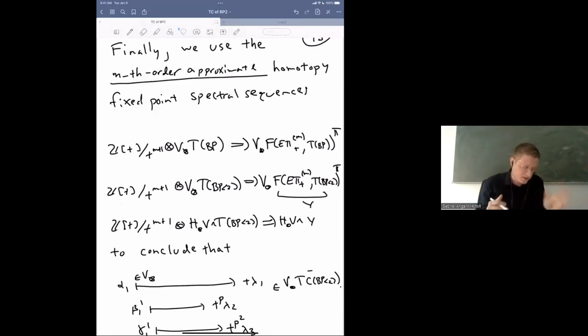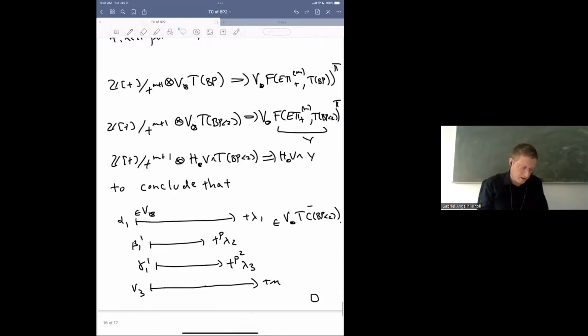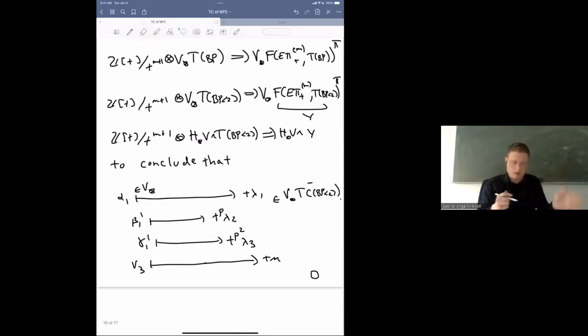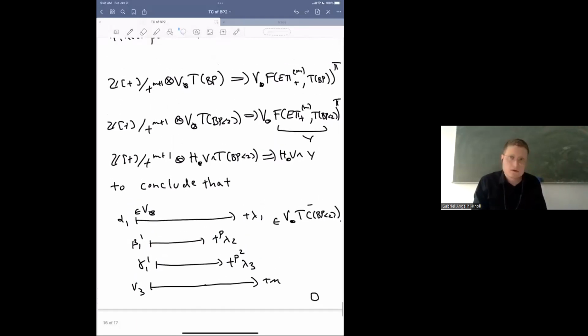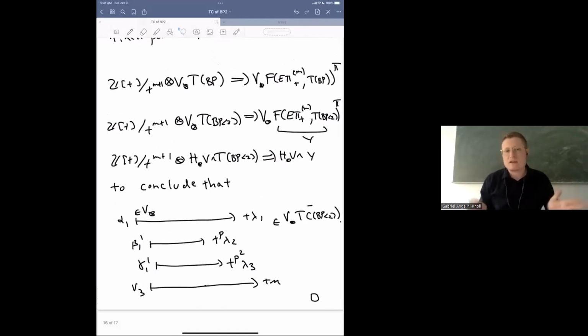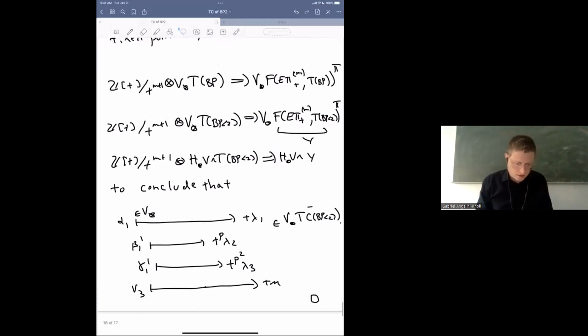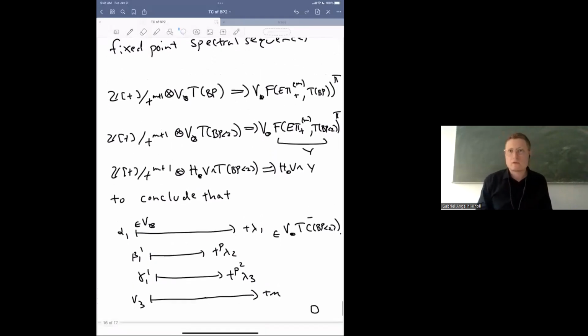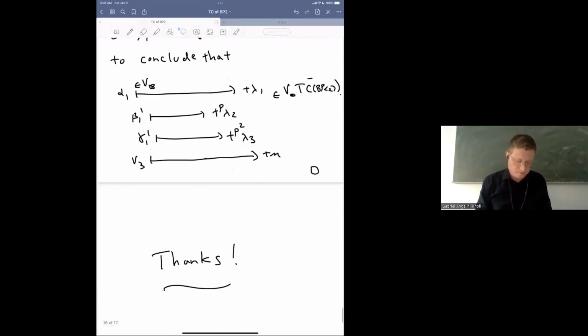And then the argument's a bit different for the different cases, but combining these two approaches, you show that alpha 1 maps to t lambda 1, beta 1 prime maps to t to the p lambda 2, and gamma 1 prime prime maps to t to the p squared lambda 3, and v3 maps to t. Okay. So that was the end of my sketch of step 2 in more detail. And I think I will actually end my talk there. So feel free to ask questions. And thanks for listening.